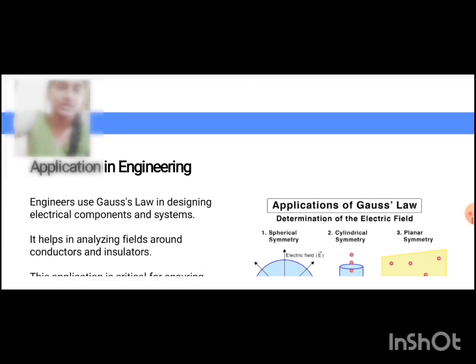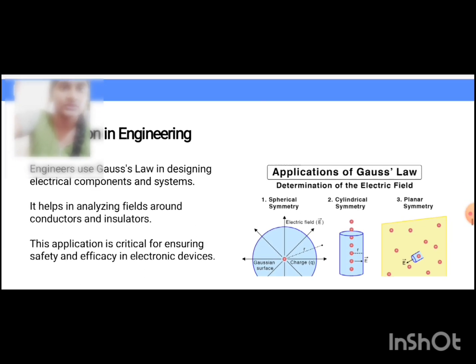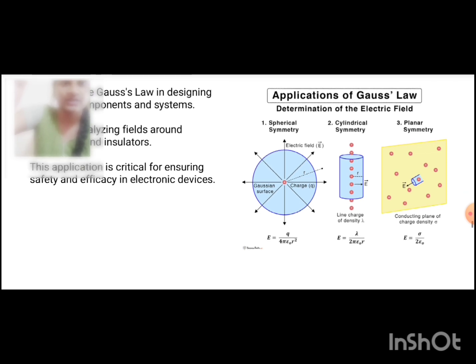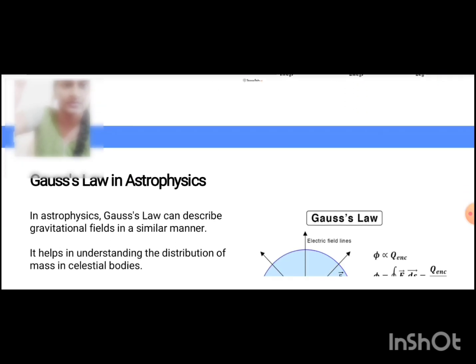Let's see its applications in engineering. Engineers use Gauss law in designing electrical components and systems. It helps in analyzing fields around conductors and insulators. This application is crucial for ensuring safety and efficiency in electronic devices.